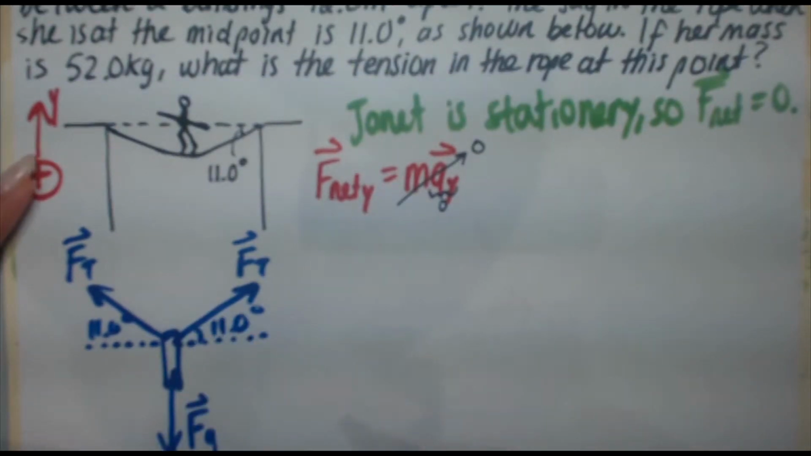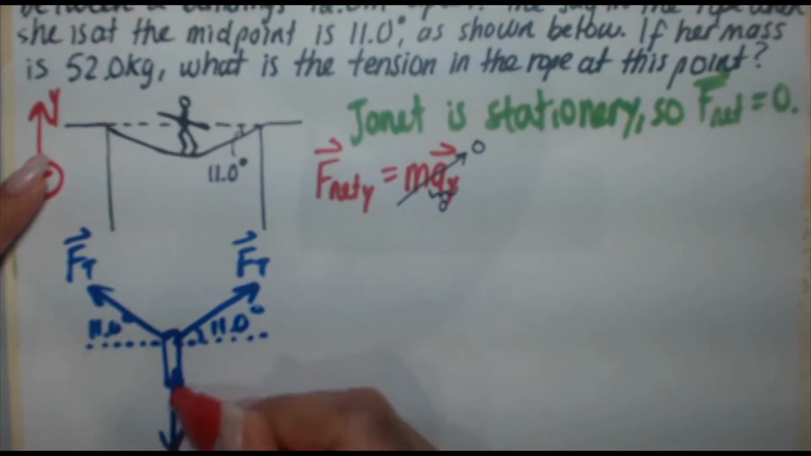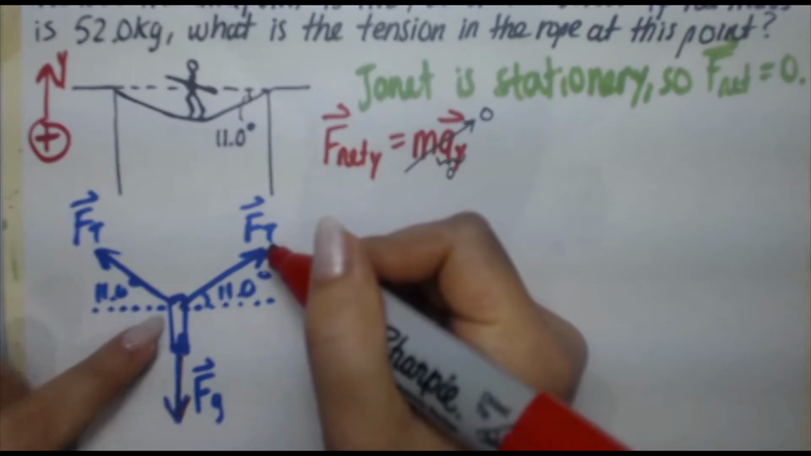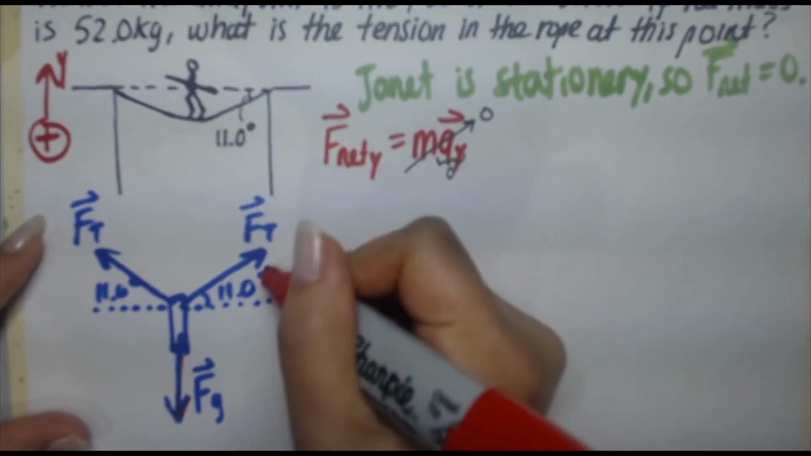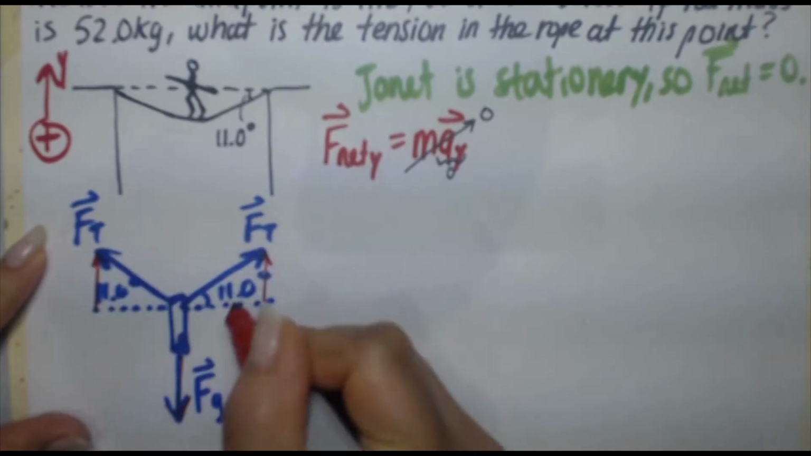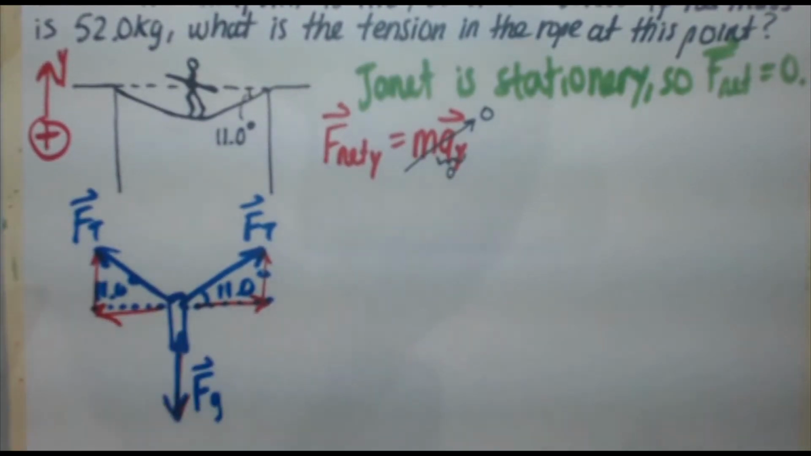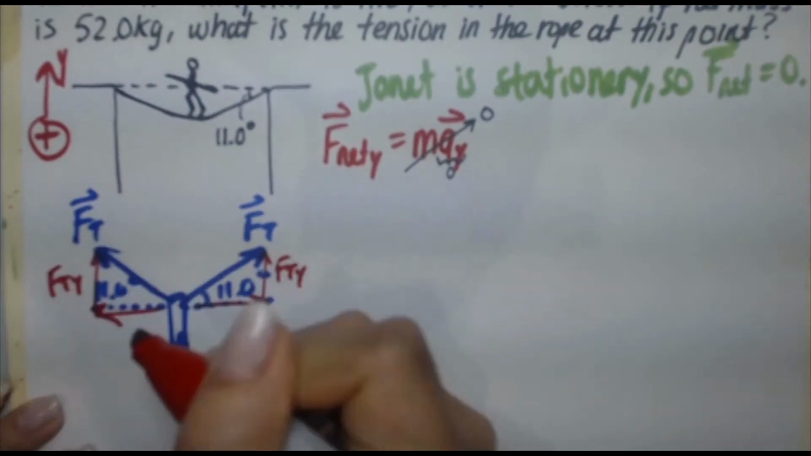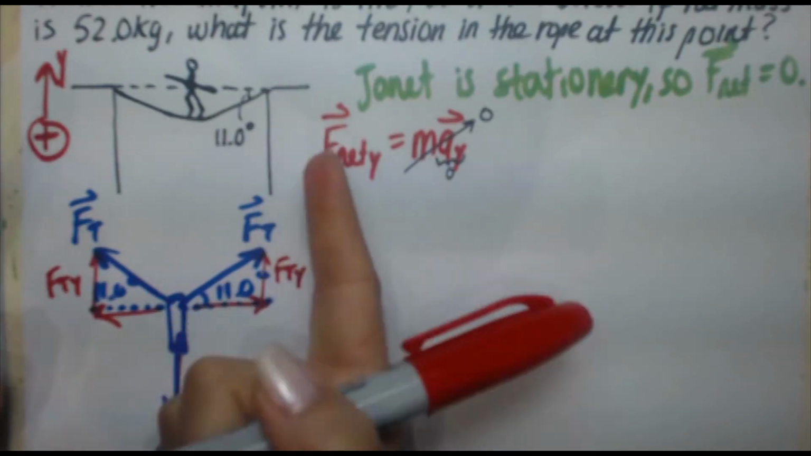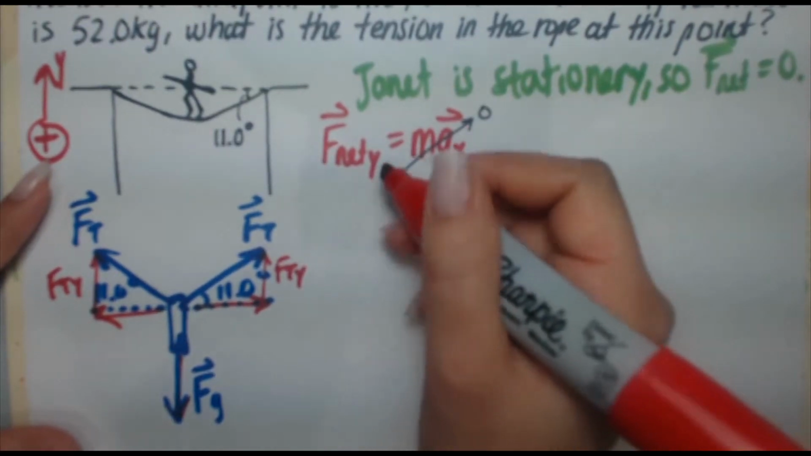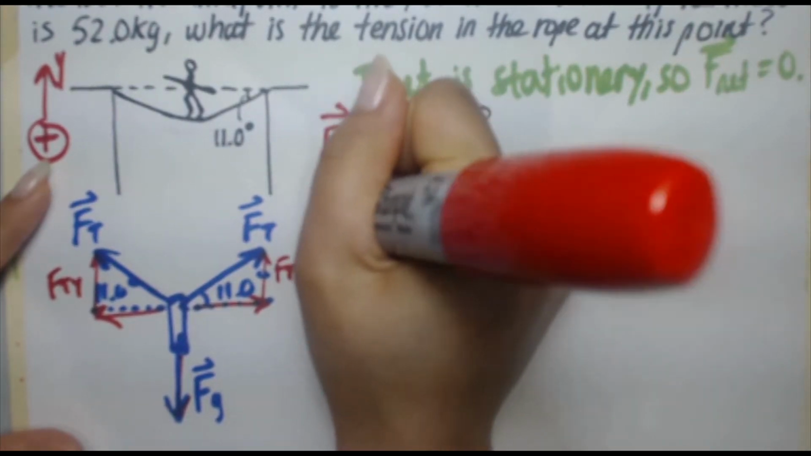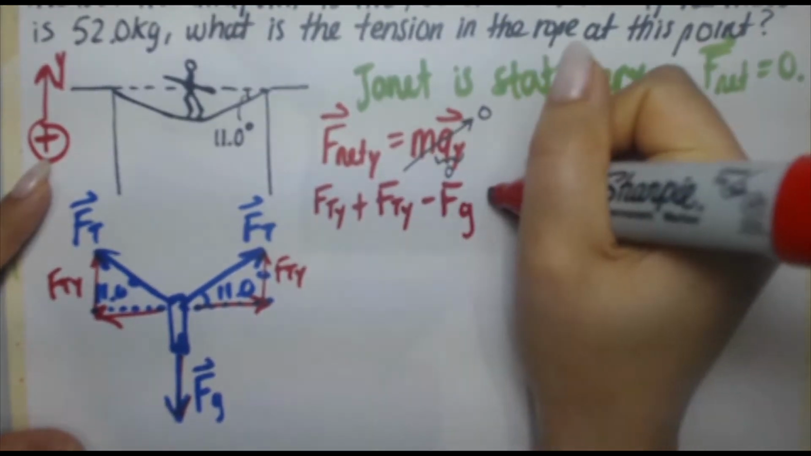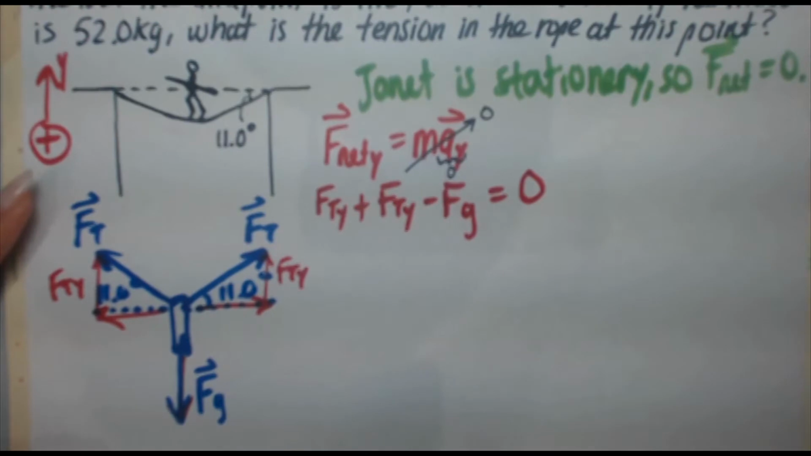Now, in the y direction, let's take a look. Gravity's already in the y direction, and it's going down. We've got tension. The two tensions have components in the horizontal and vertical direction. These are the y components, and their x components go like this, the two other sides of the right angle triangle. So here we've got an FTy, and we've got an FTy on this side as well, and they're both going up. So F net y is equal to FTy plus FTy minus Fg equals 0.